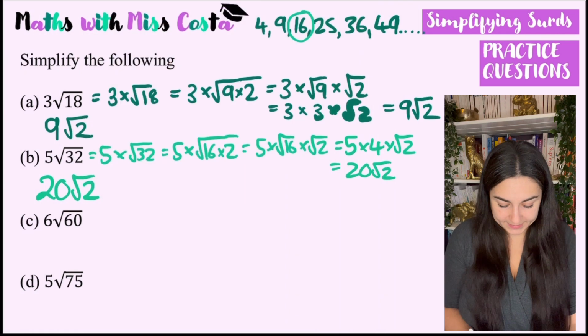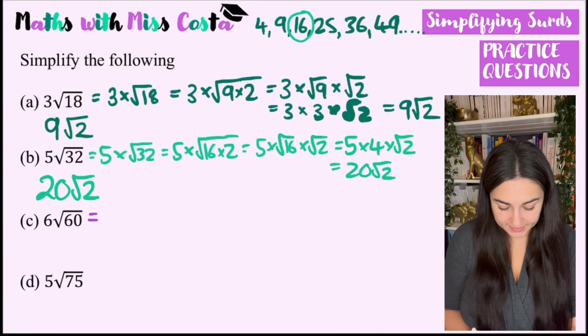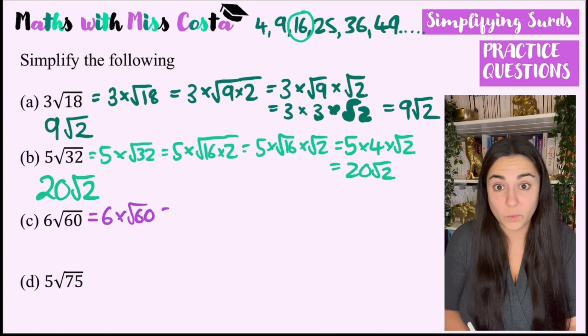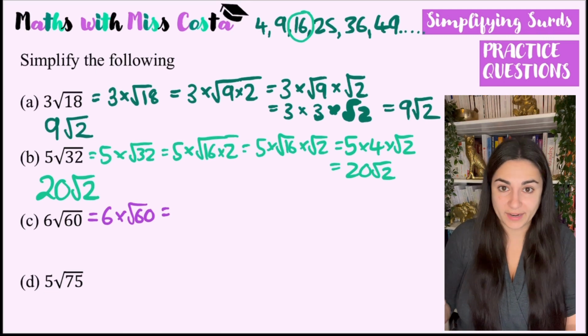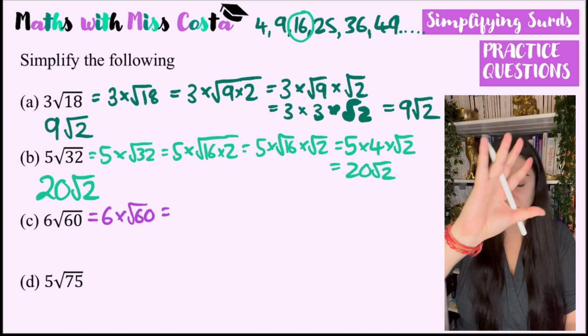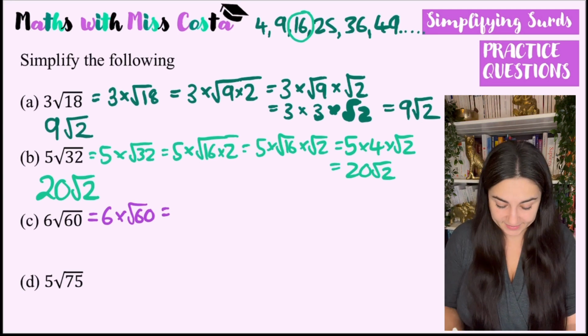And next I've got 6 root 60. So I should have done 6 times root 60. Remember, I'm doing all of the steps. Once you get really good at this, you are maybe going to skip a few. You're going to recognize certain square numbers and stuff like that. I'm just showing you everything just in case.